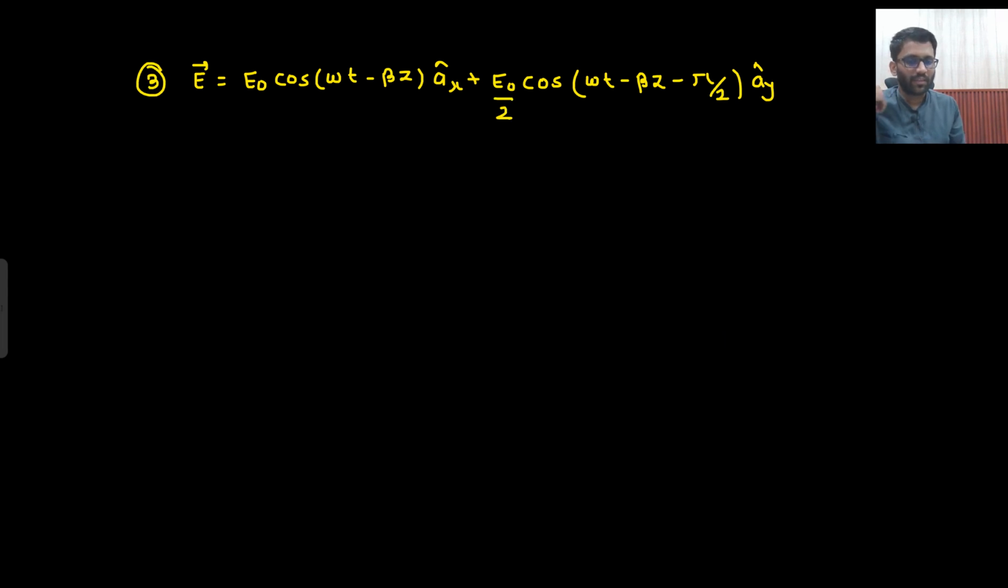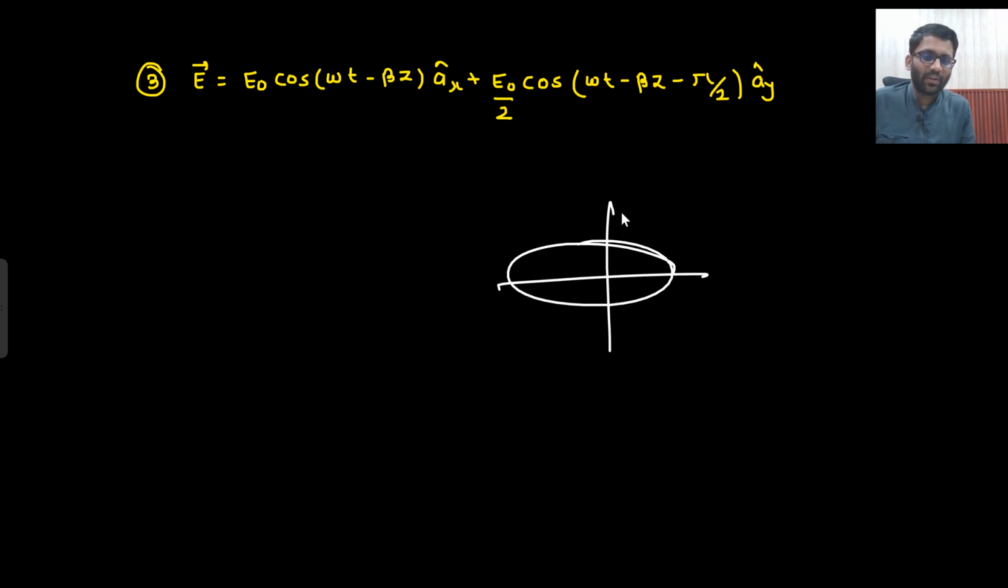Okay, let's see more examples. Now what is the thing? The phase is pi by 2 only, but this one and this one are not the same. One is E naught, the other one is E naught by 2. So try doing it on your own and let me know what the structure will be. It will be circular, it will be linear, or it will be elliptical. It can be elliptical as well. So you try doing it and let me know whether it will be an ellipse like this, or an ellipse like this.